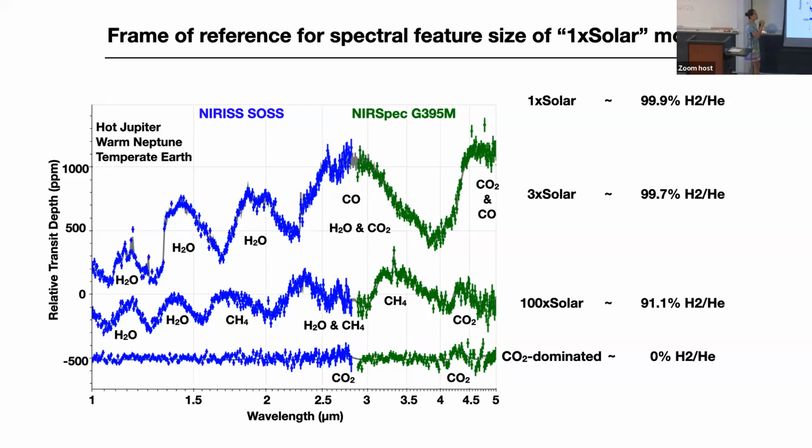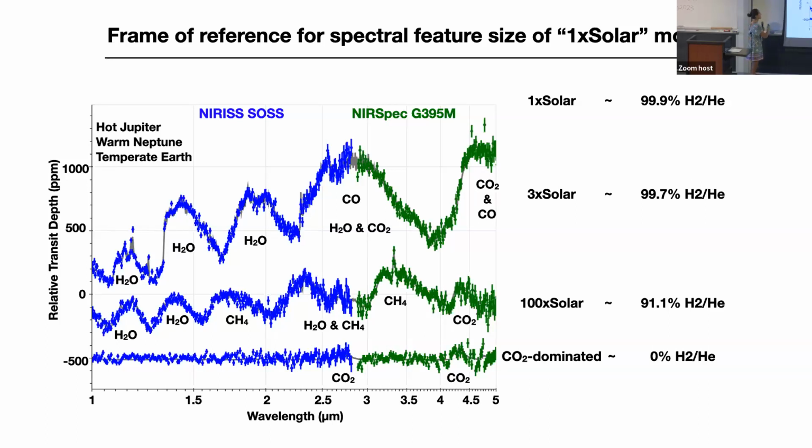A typical hot Jupiter might have something like 3 times solar metallicity, and that means it's going to have about 99.7-ish% hydrogen helium. Moving down to a smaller, potentially cooler, warm Neptune-ish type planet that might be more enriched in metals, you would expect that system to have something like 100 times solar metallicity, but still that means we're looking at something like 91.1% hydrogen helium. So these are still very thick hydrogen helium envelopes.